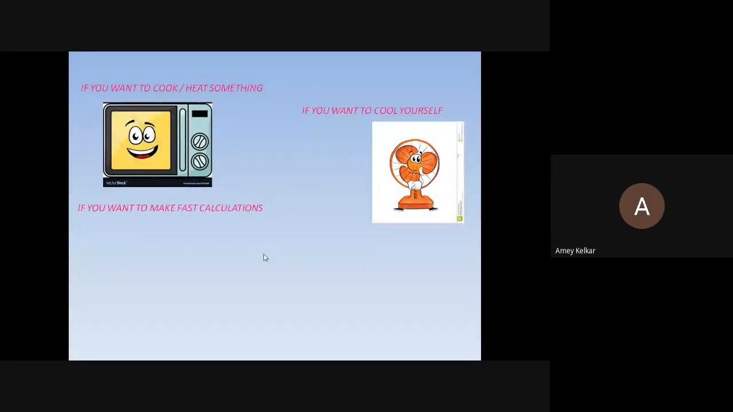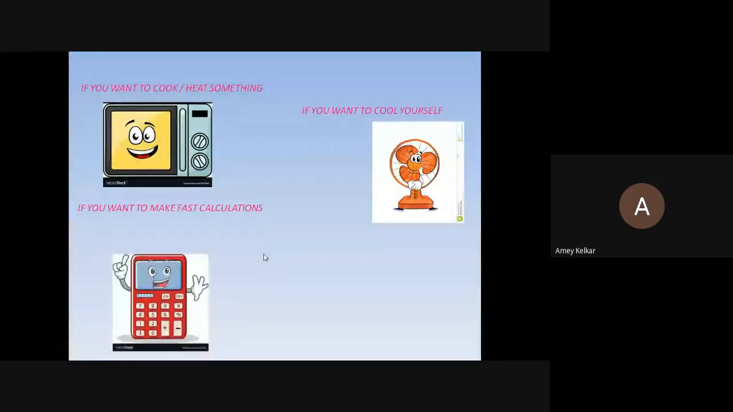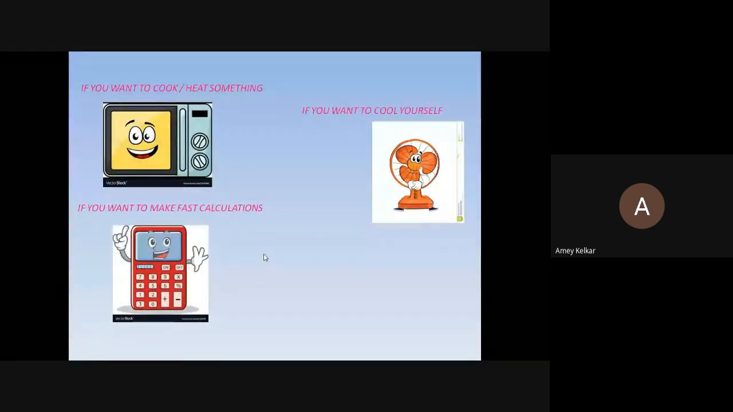So if you want to make fast calculations, here I am, a calculator. A simple electronic circuit. Programmable calculators are also available, with which you can do calculation of anything, integration, anything you want, very easily. Again, a simple device which makes your work very, very easy. Again, this is engineering.